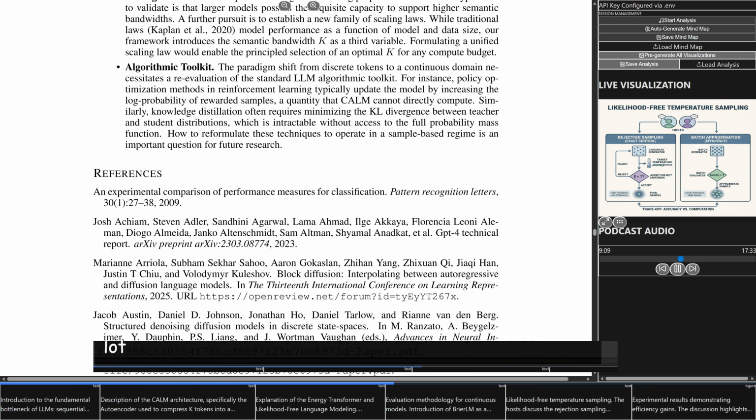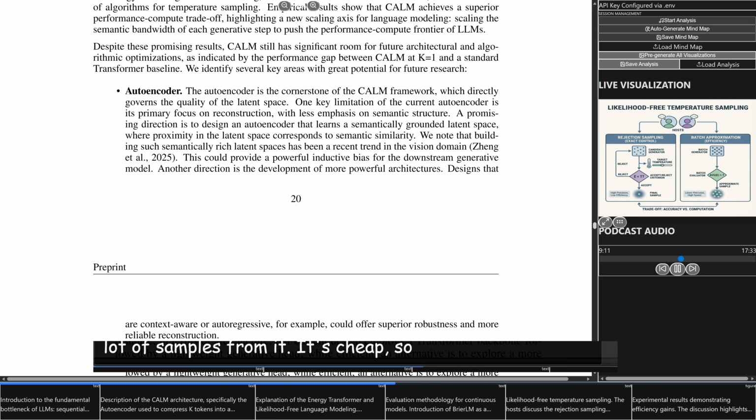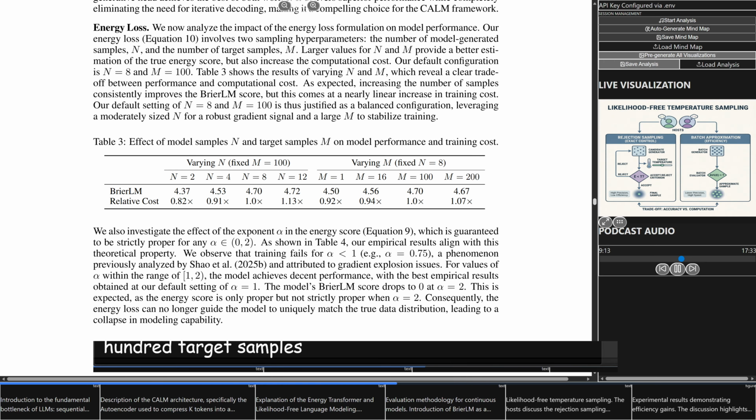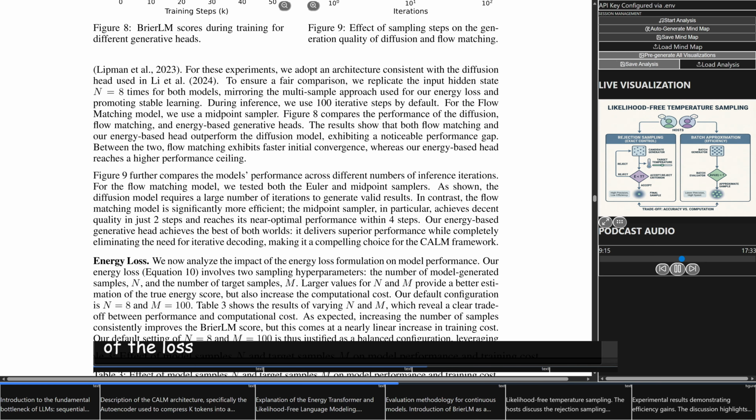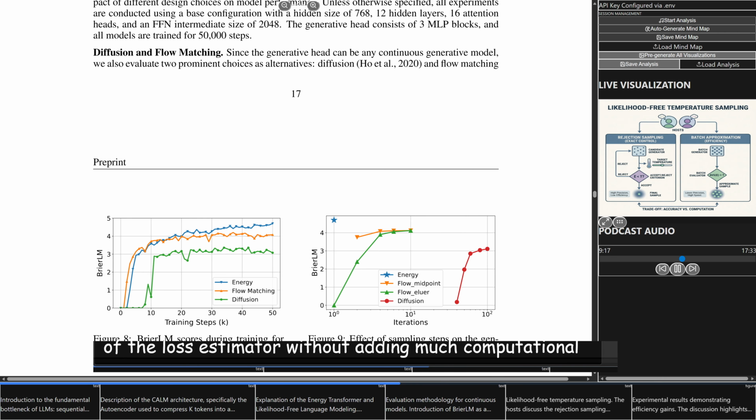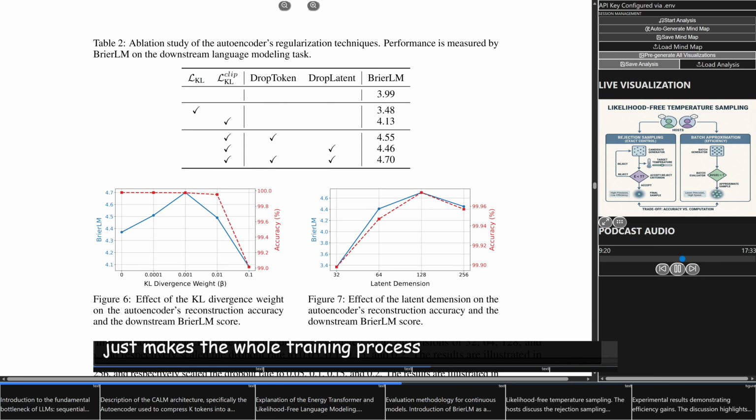Drawing a lot of samples from it is cheap. So drawing m equals 100 target samples drastically reduces the variance of the loss estimator without adding much computational cost. It just makes the whole training process stable and feasible.